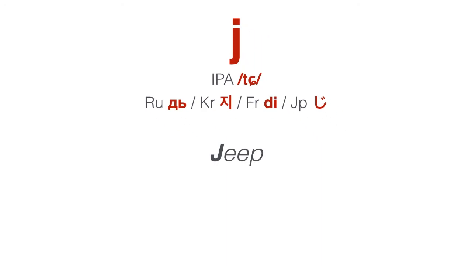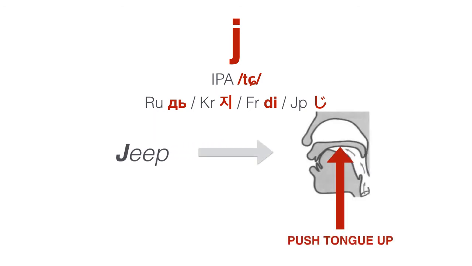To access the sound from English, first say the word Jeep. And now we have to do the same thing. We have to push the front part of our tongue toward the hard palate. So Jeep becomes Jeep, Jeep. That's the sound.